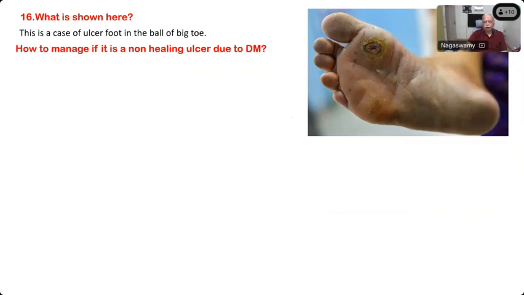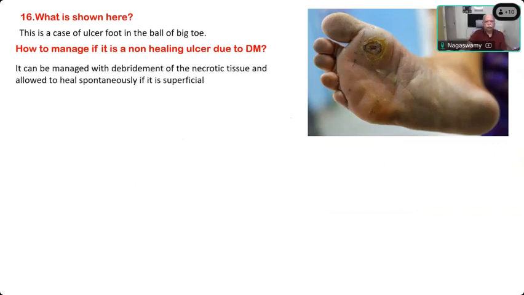If it is a real patient, you can ask whether they are diabetic, how long they have been diabetic, what medicines they are taking, how they got this ulcer; all that history can be taken. But in a short case scenario, they give you the history that it is a non-healing ulcer in a patient with diabetes mellitus. So how do you manage this? Glycemic control and debridement. It can be managed with debridement of necrotic tissue, allowed to heal spontaneously if it is superficial.